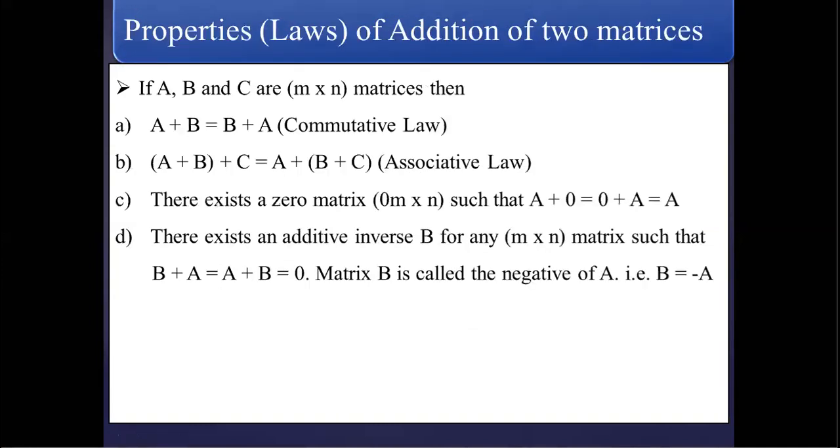Next, let's see properties of addition of two matrices, or laws of addition of matrices. Let us assume that we have three matrices A, B, and C of order m by n, where m is the total number of rows and n is the total number of columns. Mind well, here the order of all these three matrices is considered the same. For example, if M is 2 and N is 3, the order of all three matrices is 2 by 3.